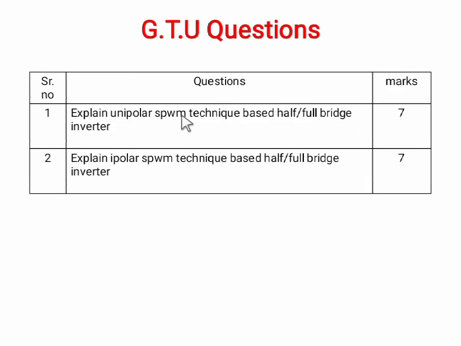So the G2 questions: explain unipolar SPWM techniques based on half bridge and full bridge inverter may be asked in your G2 examination for 7 marks. And the second one is explain bipolar PWM techniques based on half bridge and full bridge inverter may be asked in your G2 examination for 7 marks. So you have to draw the circuit diagram as well as waveforms.